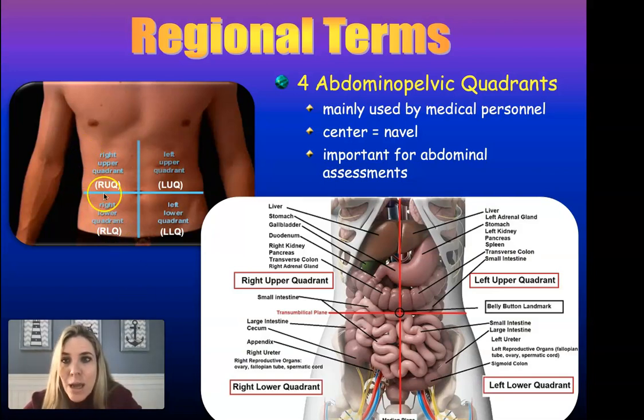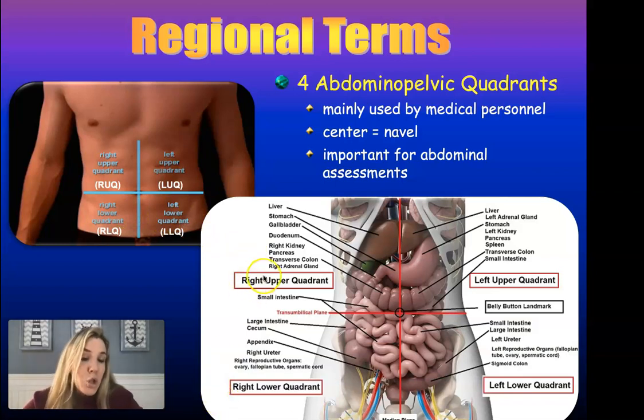So over here, we'd have our right upper quadrant, or RUQ. Over here, the left upper quadrant, or LUQ. Down here is the right lower quadrant, or RLQ. And over here is the left lower quadrant, LLQ. So not too hard, right? Right upper, right lower, left lower.